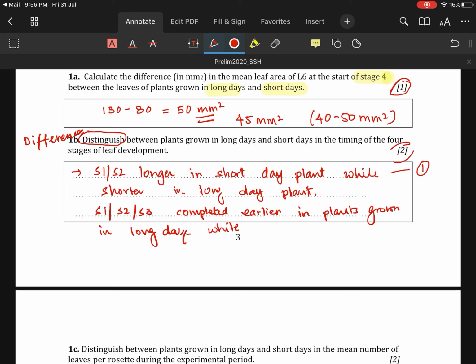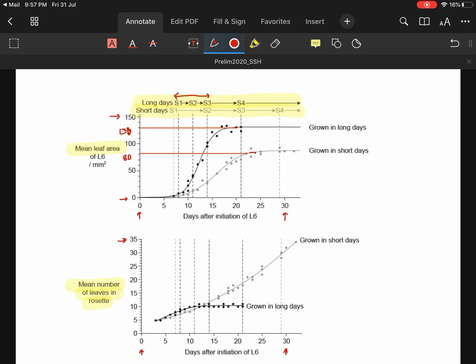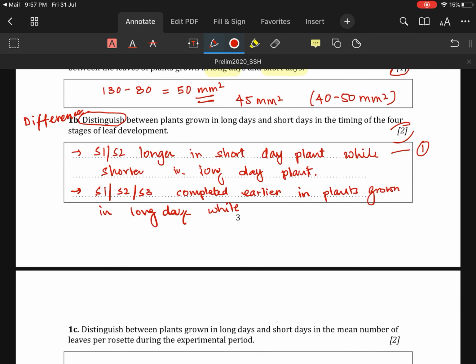while I have to complete the sentence. One thing I'm making a mistake here, my answer should not go out of the box, but because I'm typing on an iPad, you need to make sure that your answer is within the box. While in short day it takes longer to reach S3, right?